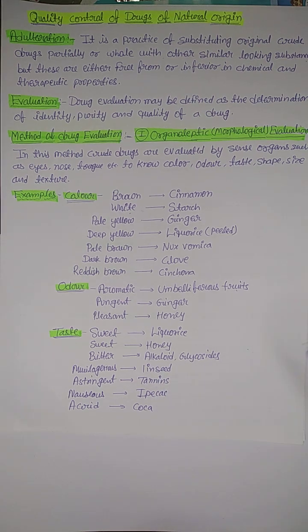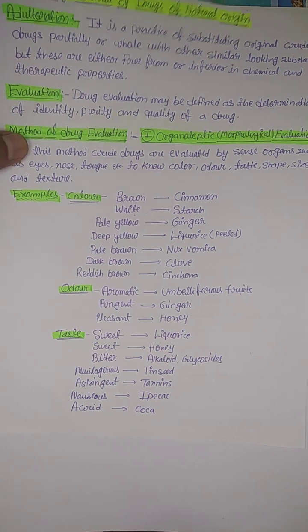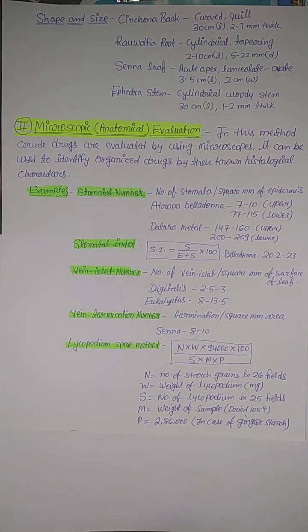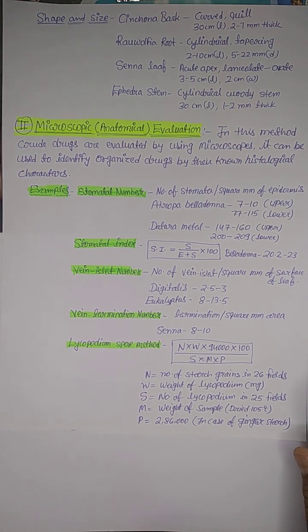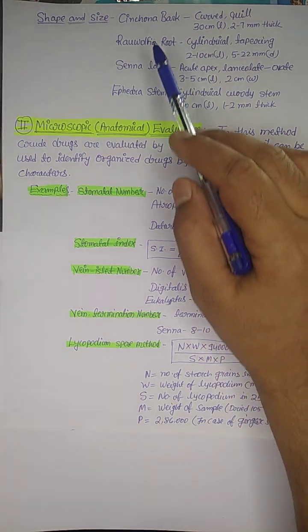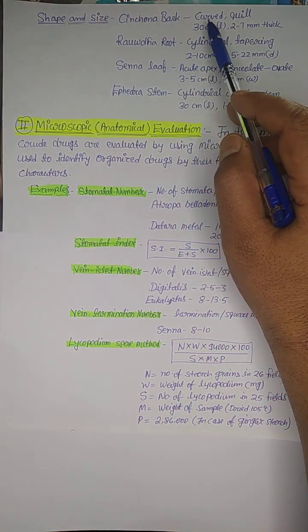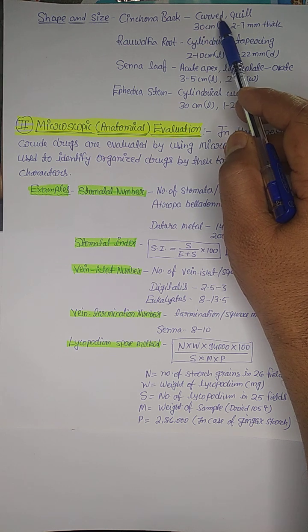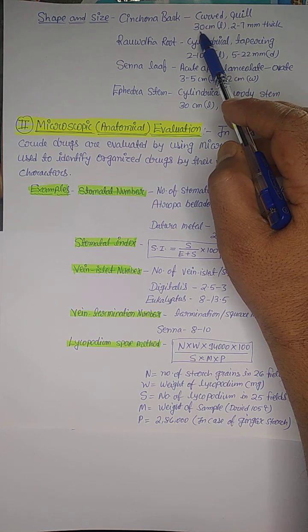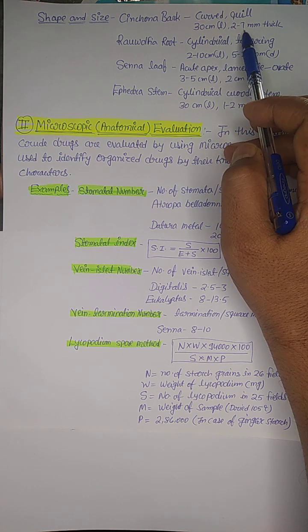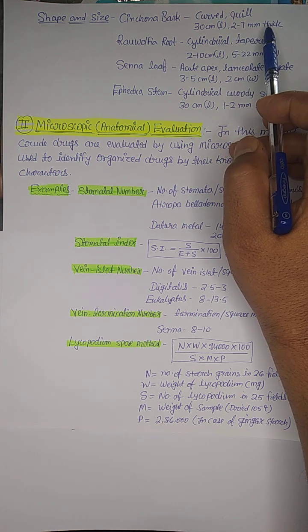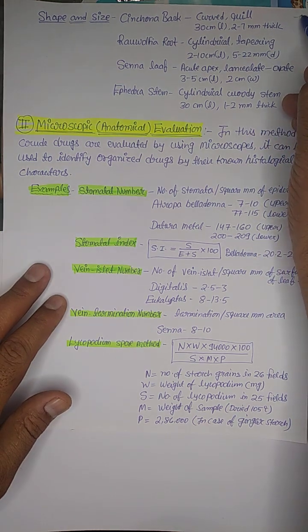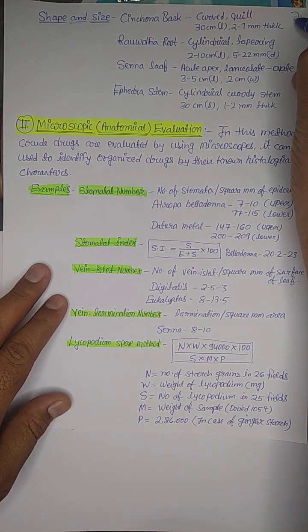So with these kinds of things we can have the evaluation. And further in organoleptic itself, we can have the shape and size also, apart from the color, odor and taste. When we talk about shape and size, we have cinchona bark, right? In cinchona bark, the shape will be curved and quill, right? Thirty centimeter length and 2 to 7 millimeter thick. So that's what a bark means. It will be curved like this, right? So you can see the images and other things, right?